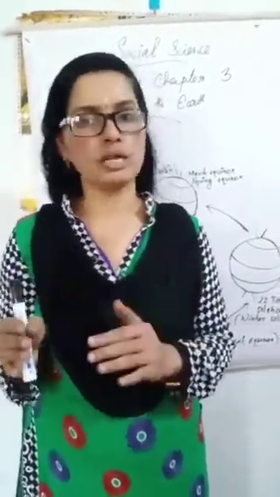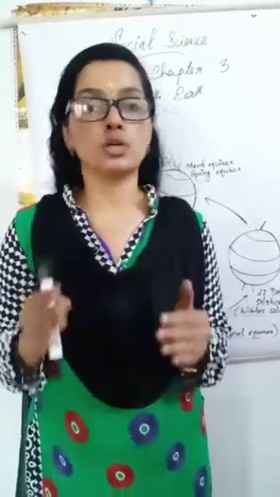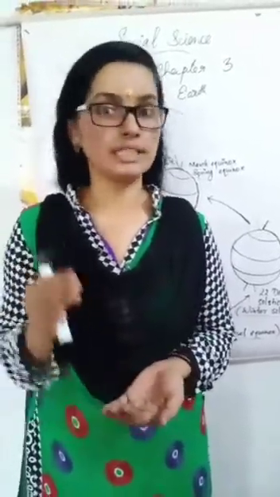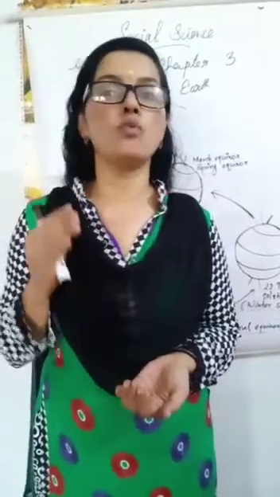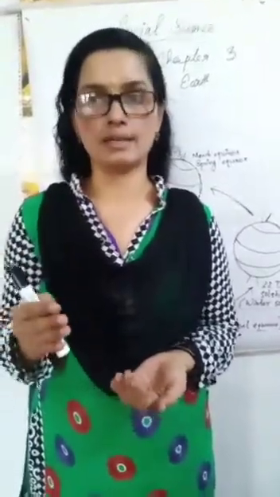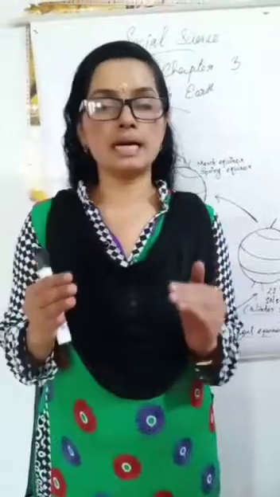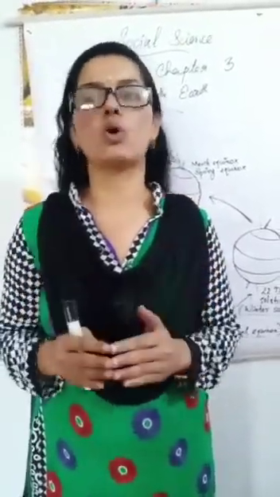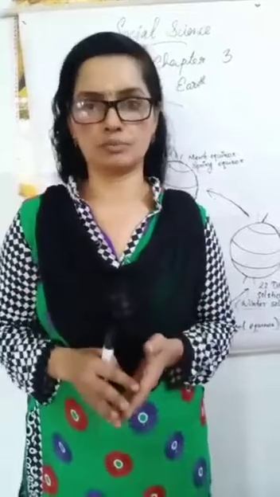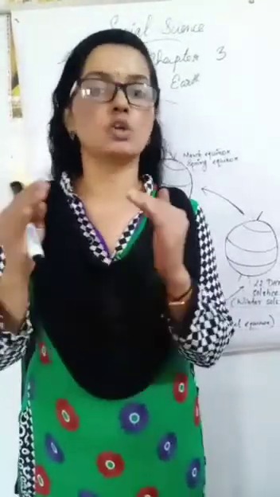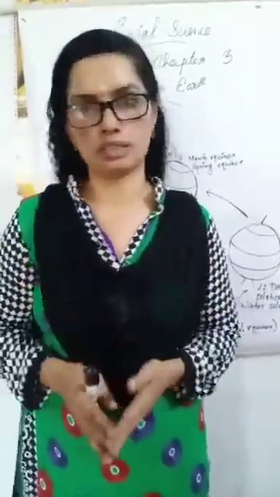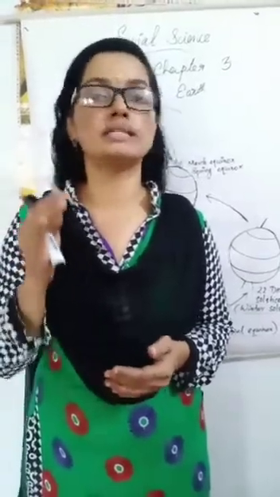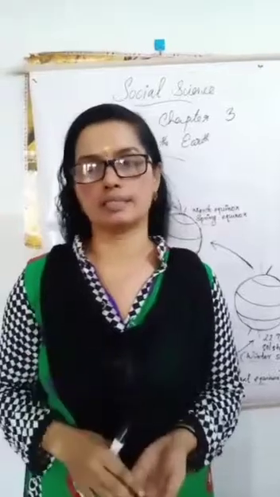What is rotation and what is revolution? Rotation is the movement of earth on its axis. The movement of the earth around the sun in a fixed path or orbit is called revolution. First we are going to study rotation and the effects of rotation. What is rotation? The movement of the earth on its axis is called rotation.